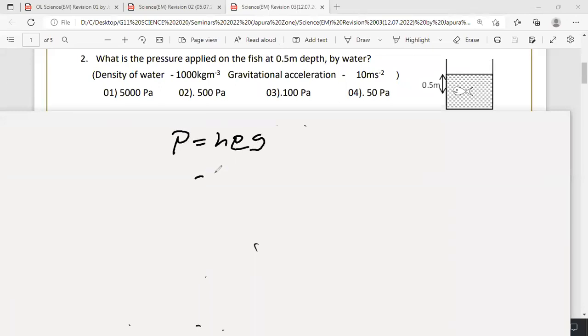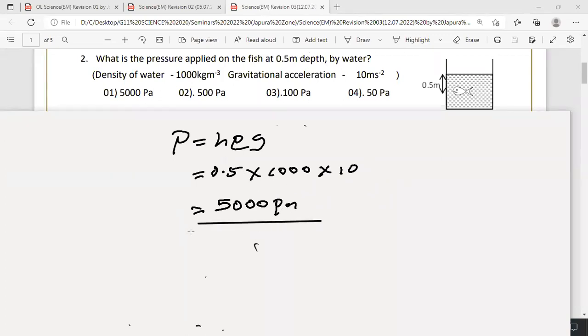H rho G. So what is H here? 0.5 meters. Height should be in meters. Density of water 1000. Gravitational acceleration is 10. Then you get the final answer 5000 Pascal. 0.5 into 10, 5 into 1000, 5000 Pascal. What is the SI unit of pressure? That is in Pascal. 5000 Pascal.